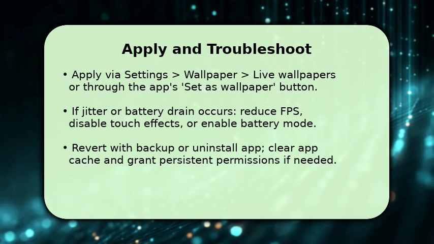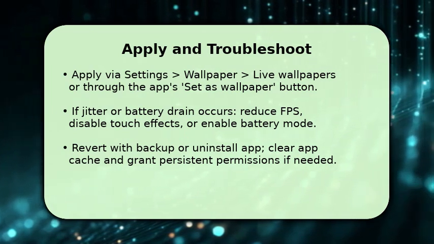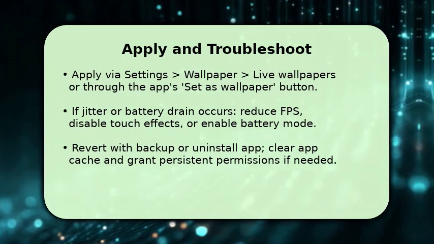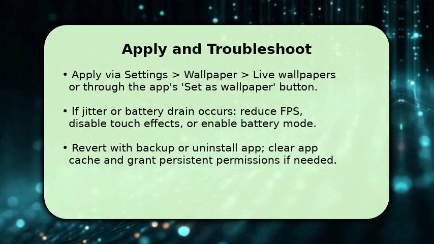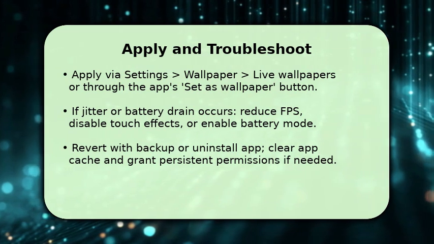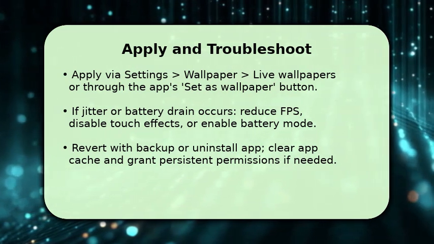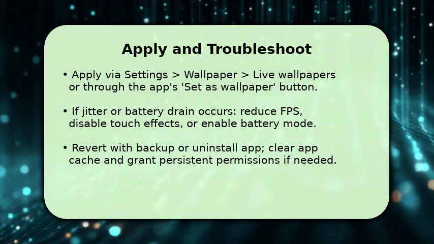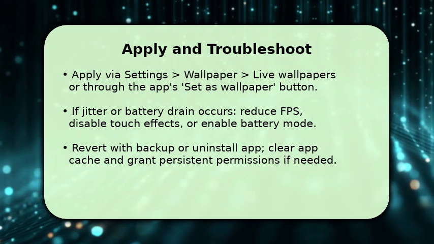Use Settings, Wallpaper, Live Wallpapers, or tap the app's Set as Wallpaper button, then choose Home or Home and Lock screens. If you see jitter, stuttering, or excessive battery drain, reduce FPS, disable touch effects, or enable the app's battery saver mode. These changes trade visual detail for stability.